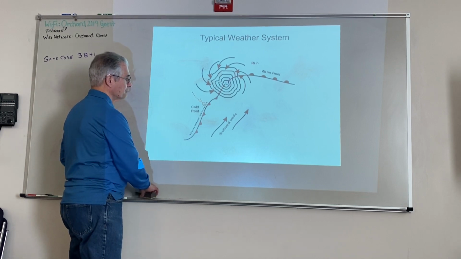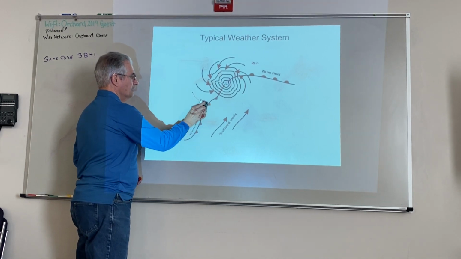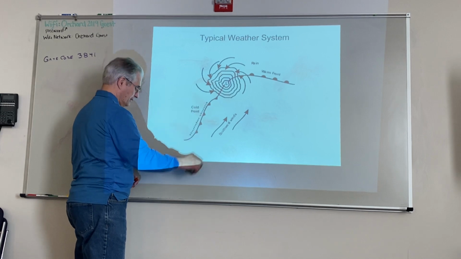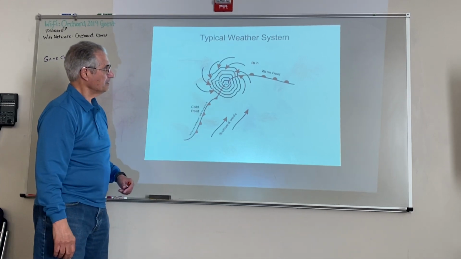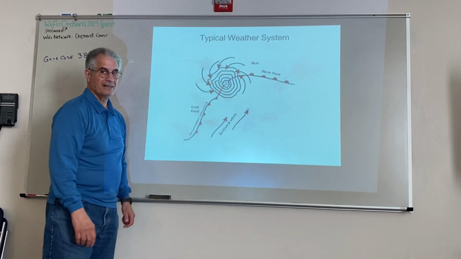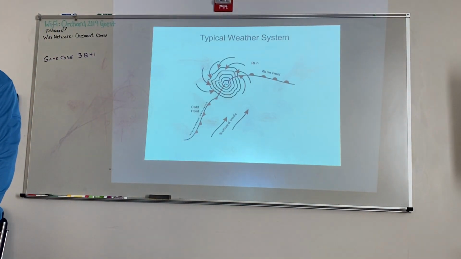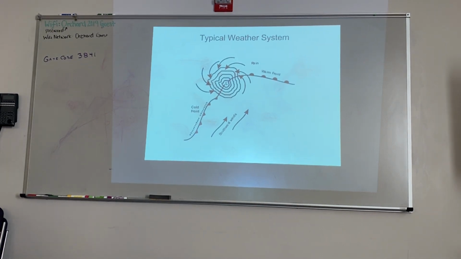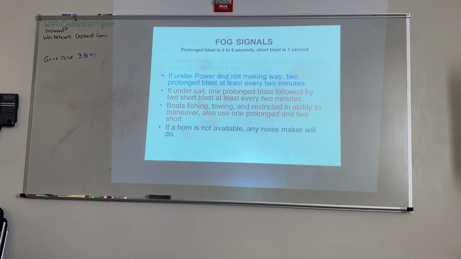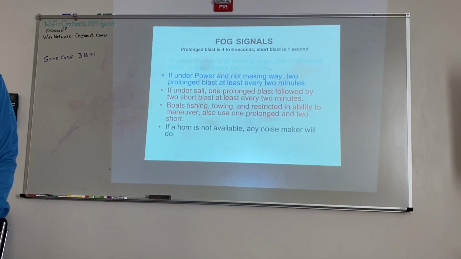So it always points to where the low is. So you want to stay away from the low pressure because that's where it's going to meet the cold front, and that's going to be dangerous weather. Yeah, you can steer in a certain way that's going to suck you deeper into the storm that you don't want to be sucked into. All right, fog signals.